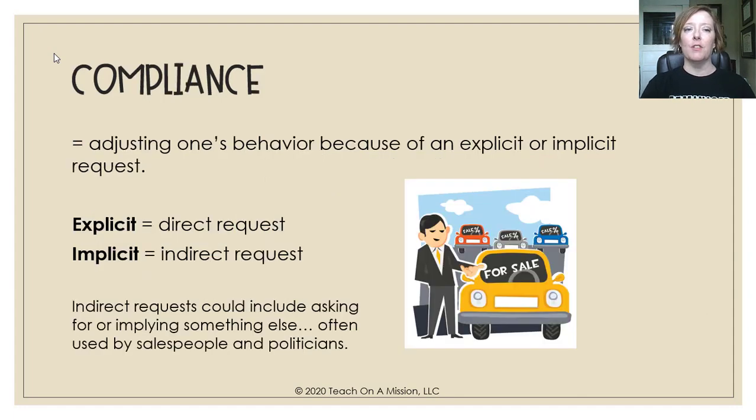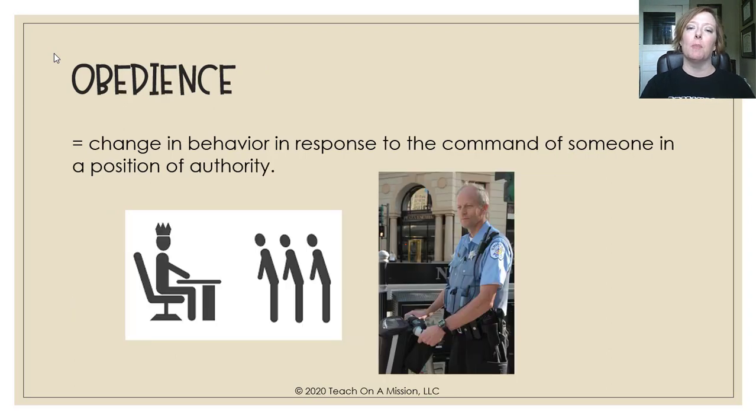Compliance is a little bit different. This is adjusting one's behavior because of an explicit or implicit request. Explicit is a direct request, implicit is indirect. Indirect requests could include asking for or implying something else. And this can be used by salespeople and politicians very easily and very effectively. Obedience is a change in behavior in response to the command of someone in a position of authority. There is a power differential there.